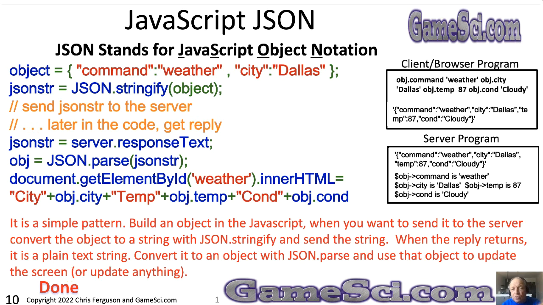Technically, we're sending strings back and forth between the client and the server, but in reality, we're sending objects back and forth. I have an object in JavaScript I want to send to the server. I convert it to a string and I send it across. On the server side, it receives a string and converts it to an object for its language. When it wants to send a reply, it takes its object, converts it to a string, and sends it back to the client.